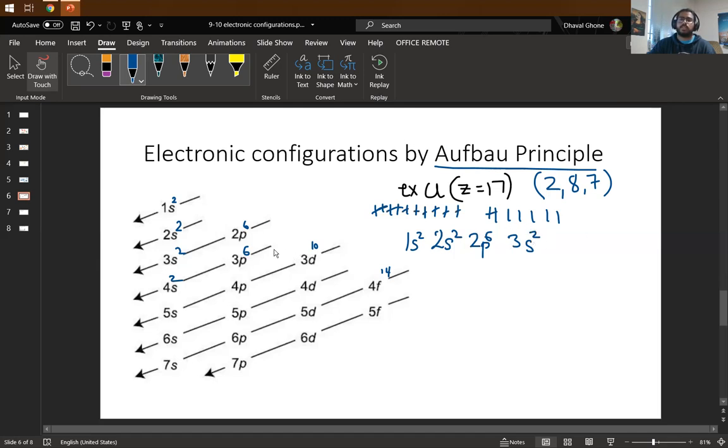The arrow ends. The next arrow starts with 3p6. So 3p can hold 6 electrons. Let's see, 1, 2, 3, 4. I have 5 left. So I'm going to put all those 5 in 3p and call it 3p5. So this is my electron configuration for the chlorine atom, which is 17. Okay, and that's how you write the complete electron configuration for chlorine.